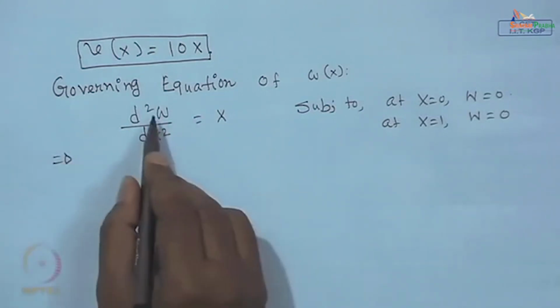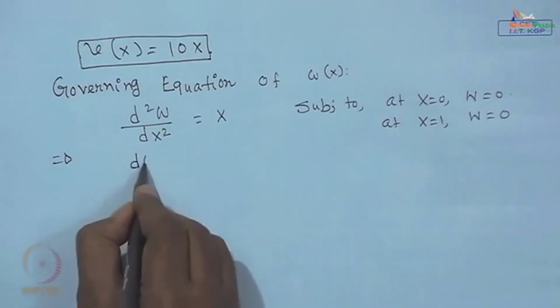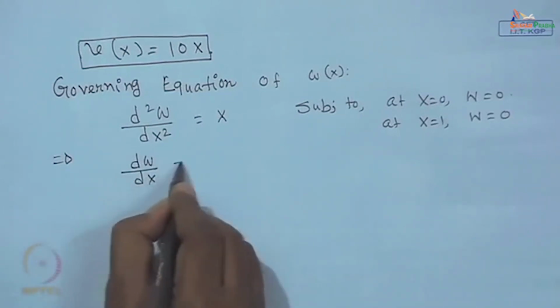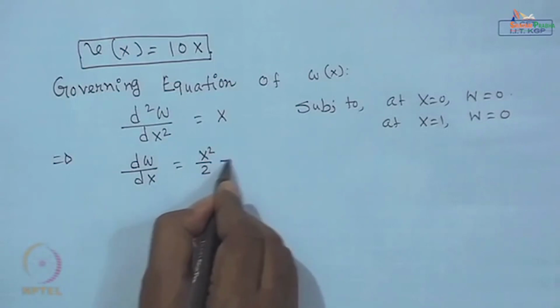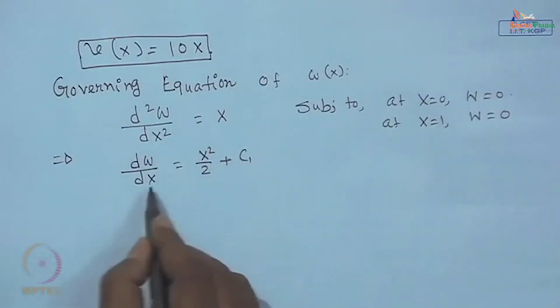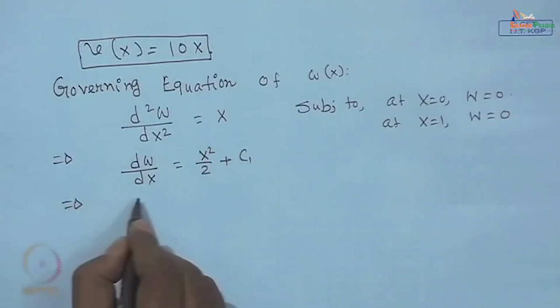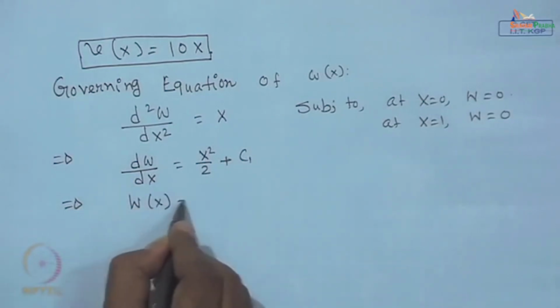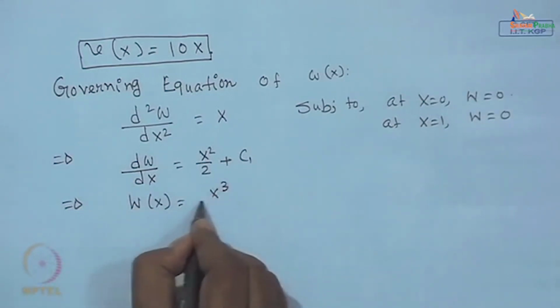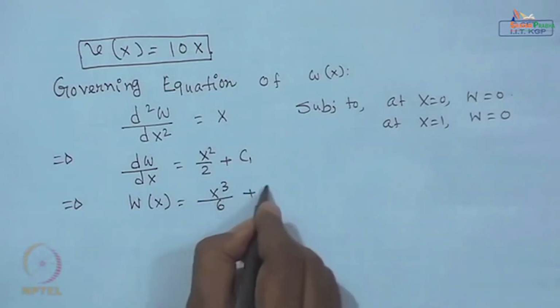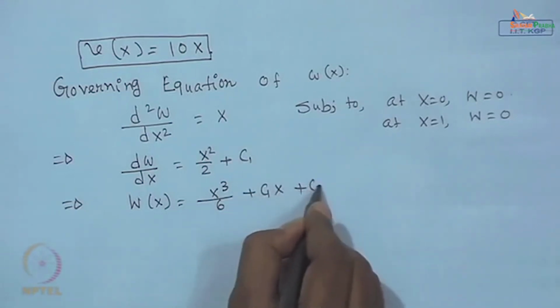Now, you solve this problem, integrate it out once. So, it becomes dw dx is equal to x square by 2 plus some constant c1. Then do one more integration. So, this will be w as a function of x, x cube by 6 plus c1x plus c2.